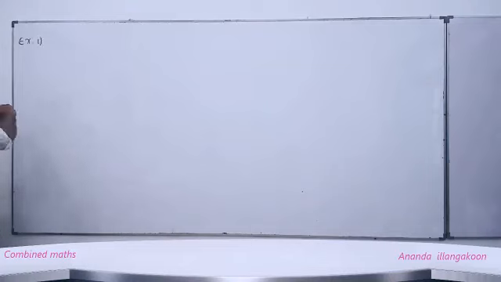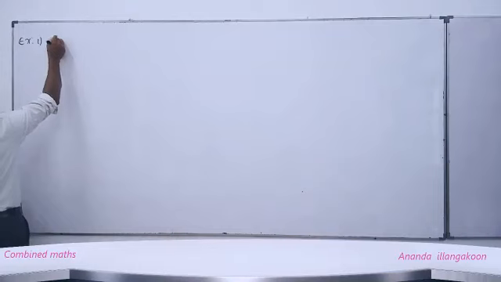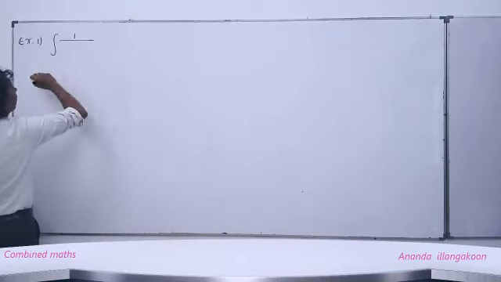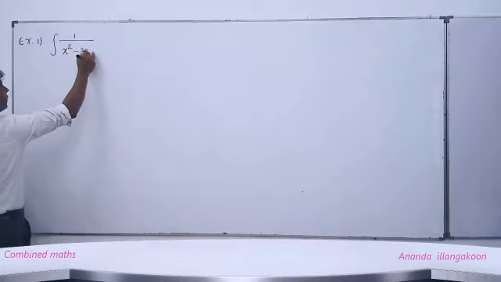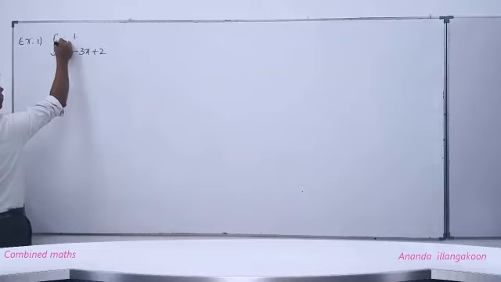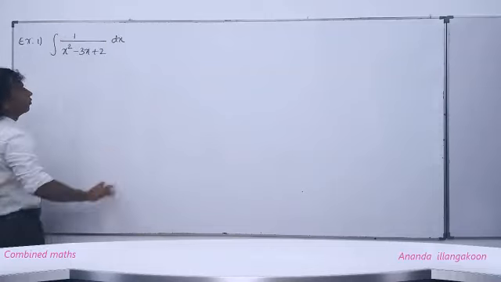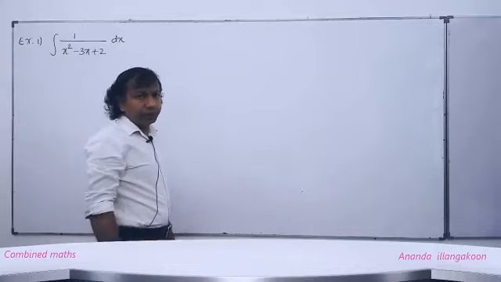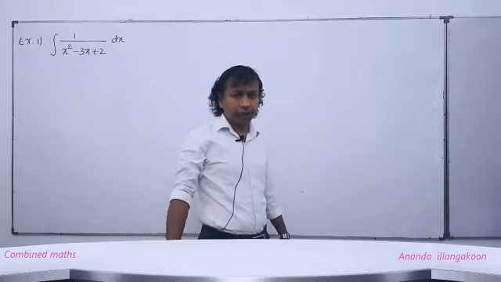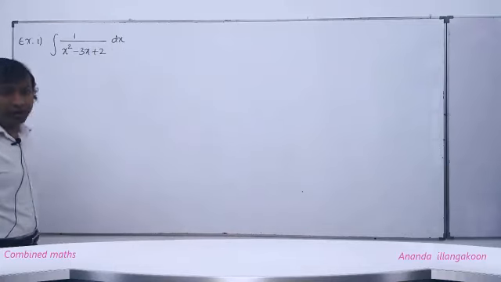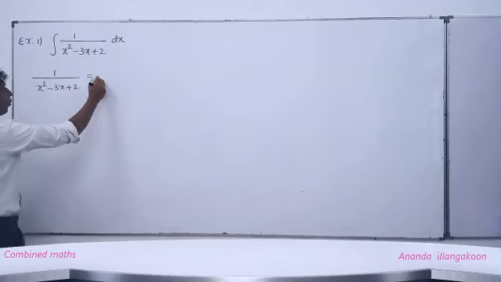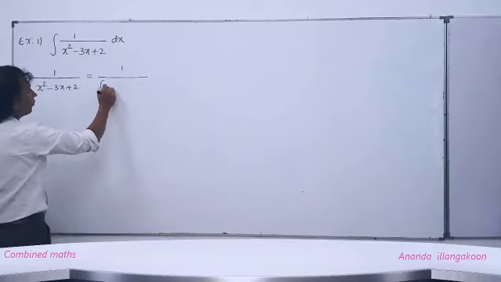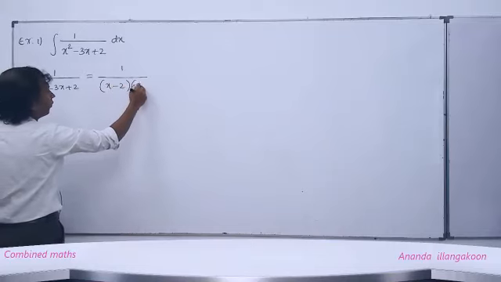First example, right? We'll take the integral of 1 upon x squared minus 3x plus 2 dx. This one is factorable, the denominator. First of all, we write factors and then we write partial fractions, this way. 1 upon x squared minus 3x plus 2 is equal to 1 upon (x minus 2)(x minus 1).